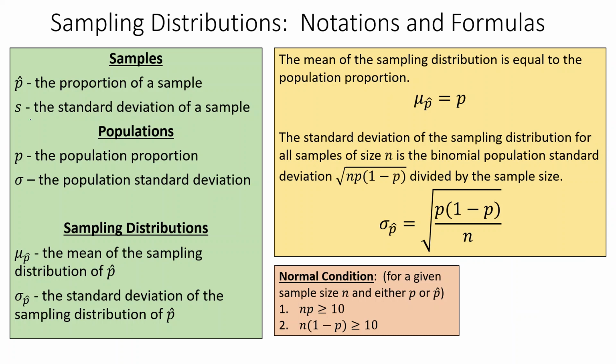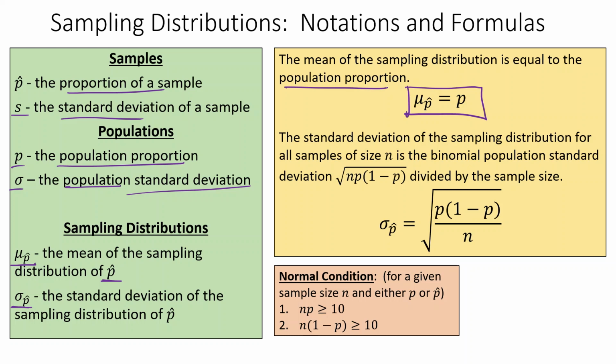All right, this slide basically covers that again. P hat is the sample proportion, S is still the sample standard deviation, P is the population proportion, and sigma is the standard deviation for the population. The mean of the P hats is the mean of the sampling distribution of P hats, and the standard deviation of the P hats is sigma P hat. Now the formulas: when we're working with proportions instead of means, our P's will be percents or decimals, and the mean is just the population proportion P. That is the middle of the sampling distribution.